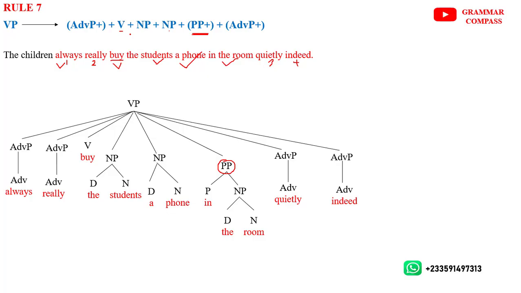Thank you for coming this far. We are done with the rules of the verb phrase. Remember, we can add more constituents to the verb phrase, but it will get more complex. Therefore, having this understanding, you can be able to draw trees for any kind of verb phrase that you will encounter. In the next part of the lesson, we are going to focus on the tense phrase or the clause. See you in the next video.